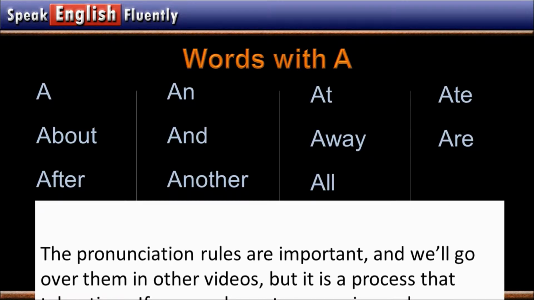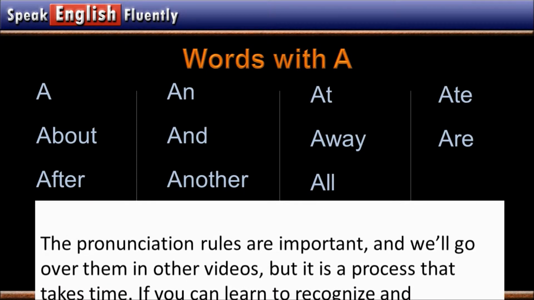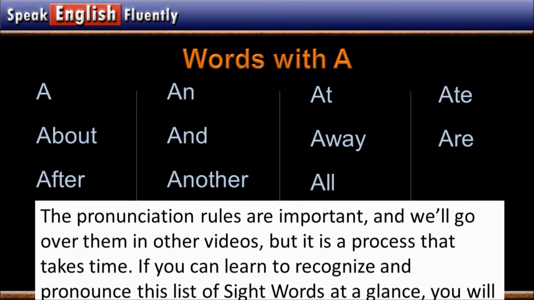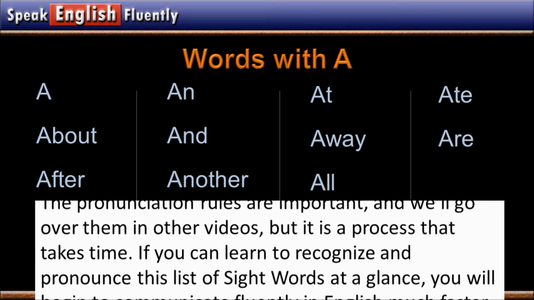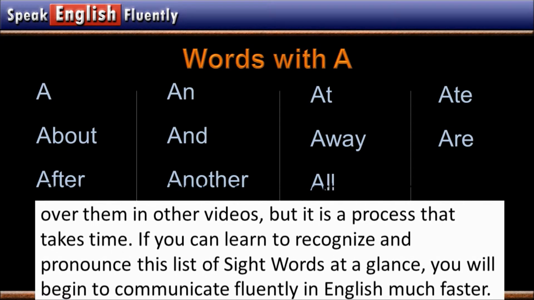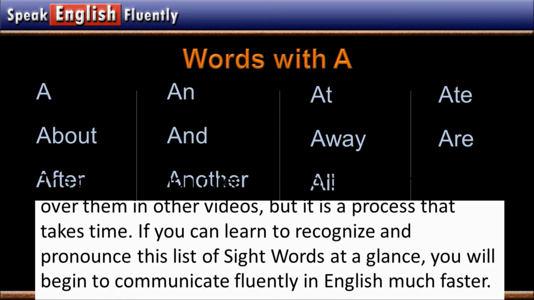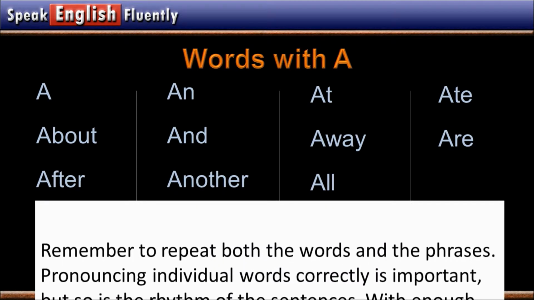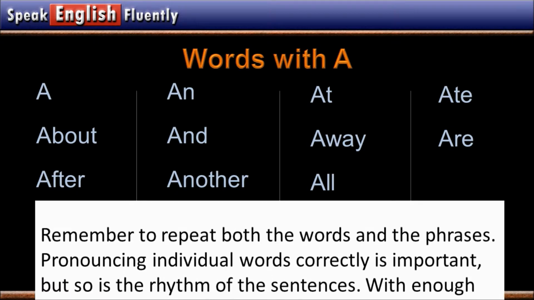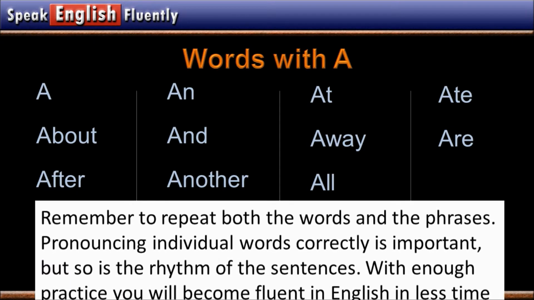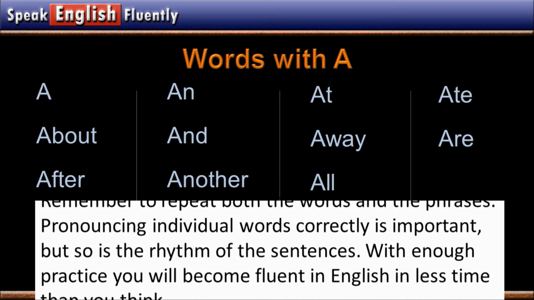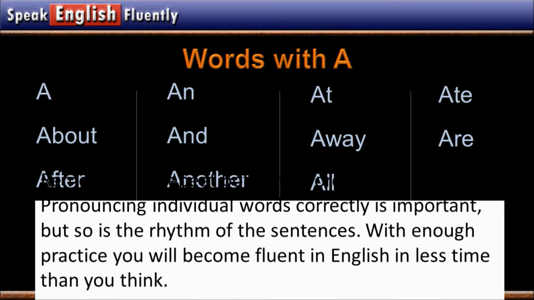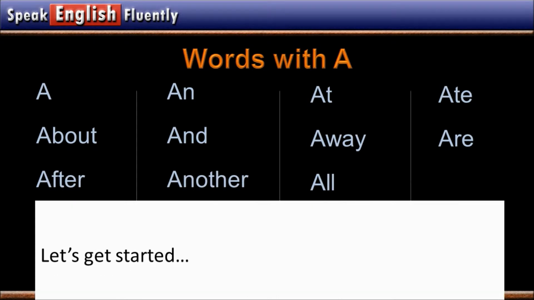The pronunciation rules are important, and we'll go over them in other videos, but it is a process that takes time. If you can learn to recognize and pronounce this list of sight words at a glance, you will begin to communicate fluently in English much faster. Remember to repeat both the words and the phrases. Pronouncing individual words correctly is important, but so is the rhythm of the sentences. With enough practice, you will become fluent in English in less time than you think. Let's get started.